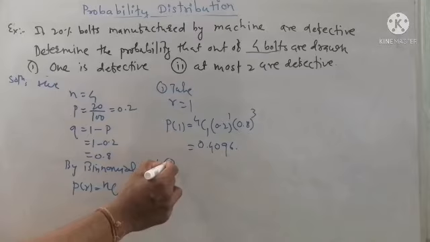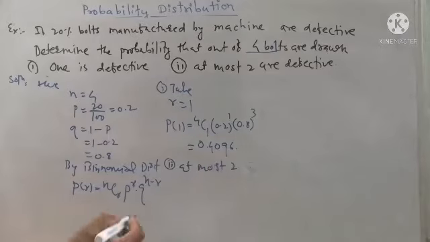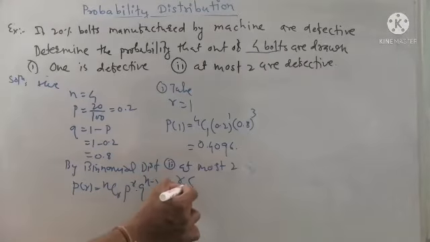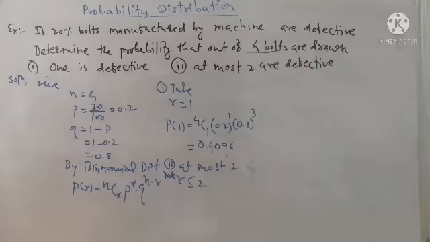Now number 2, at most 2 are defective. So at most 2 is an inequality. As we know, we have to take here R as less than or equal to 2. As we know, for at least we use greater than or equal to, and at most we use less than or equal to. That means R has a value less than or equal to 2, means 2, 1, 0. 0 means no defective bolt, 1 means out of 4, 1 bolt is defective, 2 means out of 4, 2 bolts are defective. We have to find the probability of at most 2.